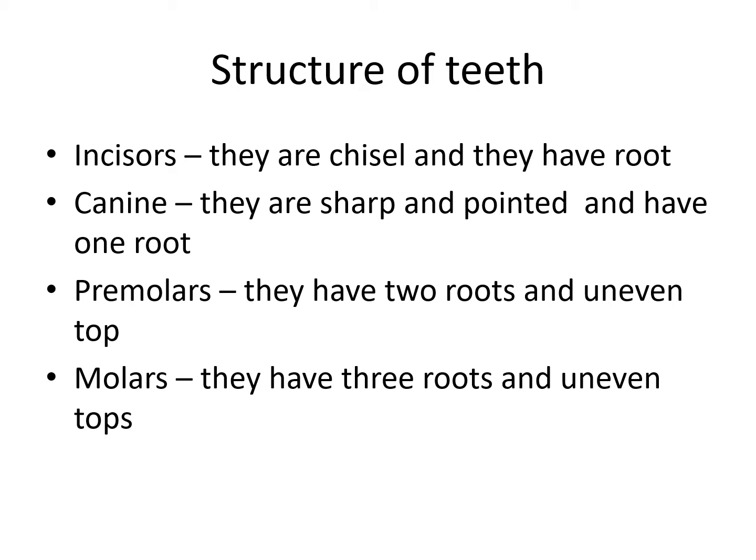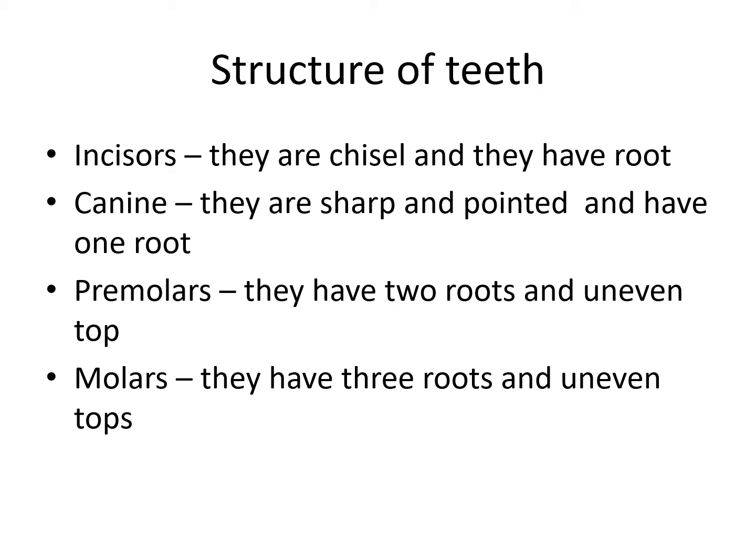So you'll realize that in the human body there are two types of teeth that have one root. That is incisor and canine. The canines are sharp and pointed and they have one root. We have another type of teeth which is called premolar. The word pre means before. That's why it is a tooth that comes before a molar.